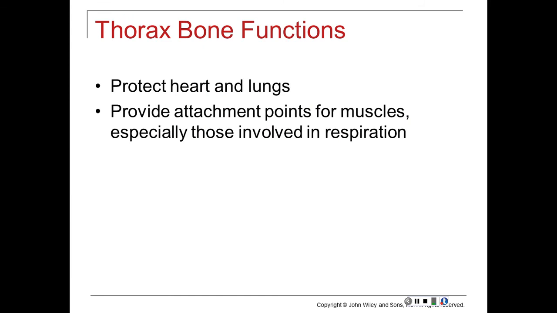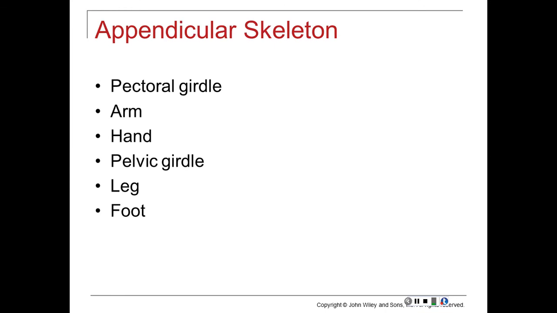So let's talk about the thorax bone functions. Ultimately, the bones of our thorax are there to protect our heart, protect our lungs, provide points of muscle attachment, mostly for respiration, a little bit for arm movement, our pectoralis muscles, but for the most part, the muscles around our ribs are all dealing with allowing our rib cage to expand for inhalation and exhalation.